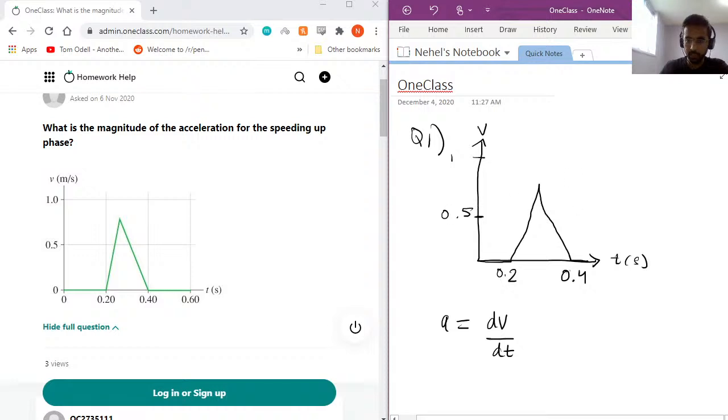So if we look at the velocity curve here, we know that from 0 to 0.2 seconds, we actually have a speed of 0 meters per second. That means we are standing still for 0.2 seconds. After 0.2 seconds, we ramp up to a speed of about 0.75 meters per second. This is the speeding up phase, the phase in which we ramp up from a smaller velocity to a bigger velocity. And then we see that after we reach this velocity, we actually ramp down back to 0.